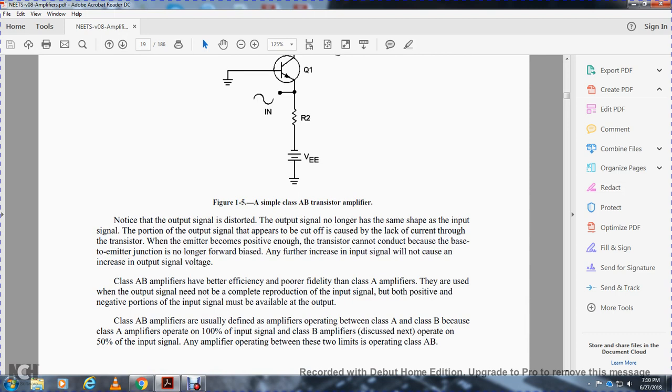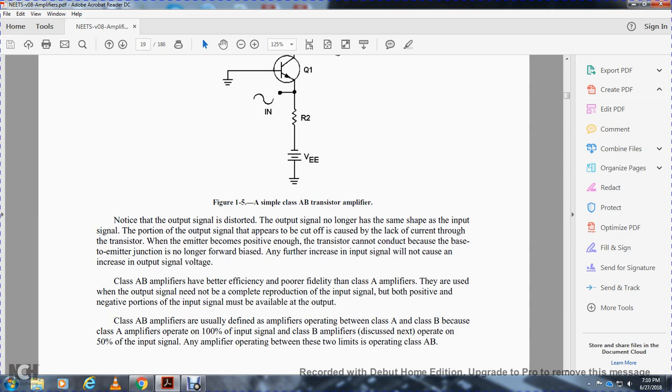The portion of the output signal that is cut off is caused by the lack of current through the transistor. The emitter probably becomes positive, but the transistor cannot conduct because the base emitter junction is no longer forward biased. A further increase of the input signal will cause an increase of the output signal voltage. Class AB amplifiers have better efficiency but poorer fidelity than Class A amplifiers.